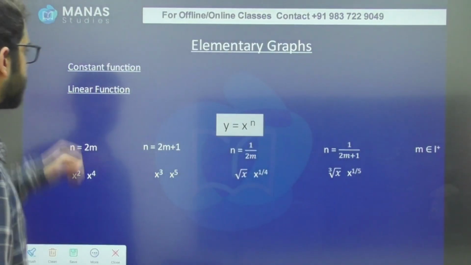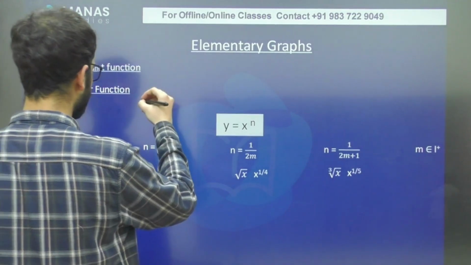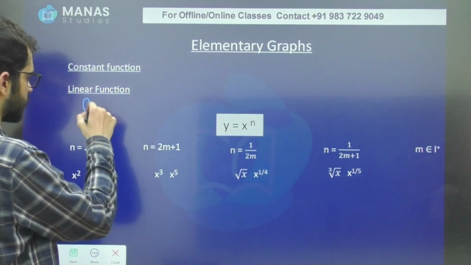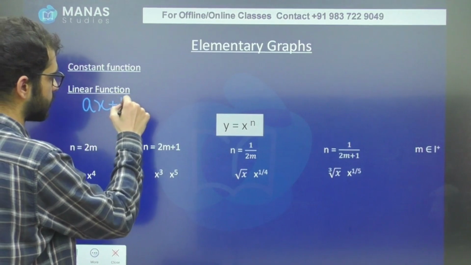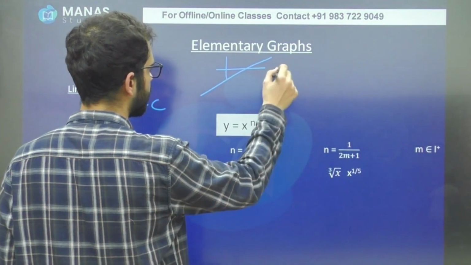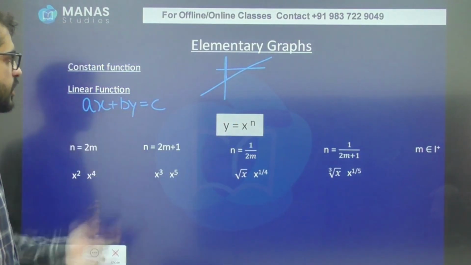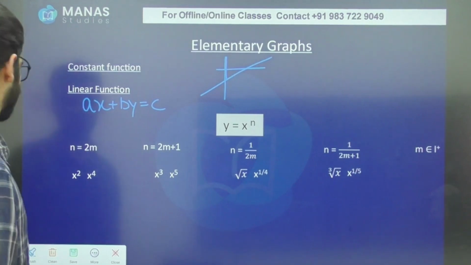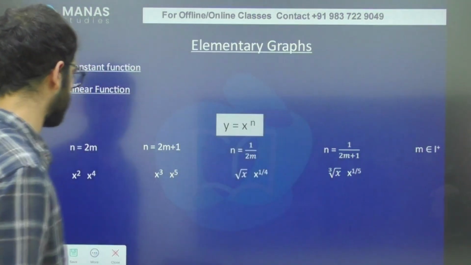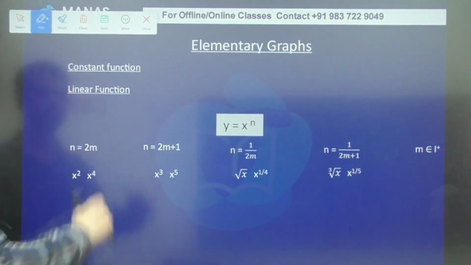Now let's look at the linear function. In the case of a linear function, it is similar to the concept you have studied in class 10: ax plus by equals c. We can draw a straight line and it will be denoted by the standard formula ax plus by equals c. This is known as a linear function. Now there are some advanced functions. We are going to cover them and it's better to remember them so that you can use them directly.